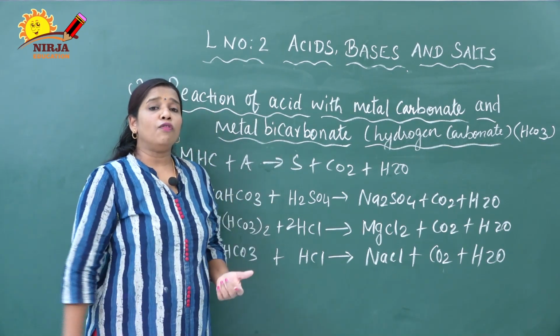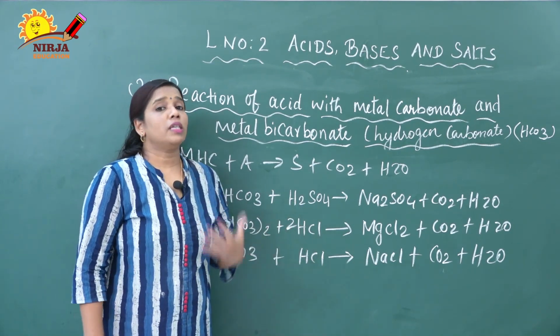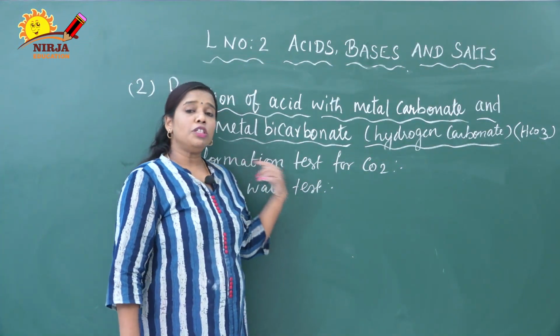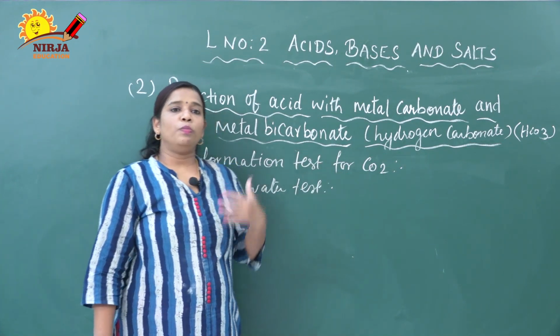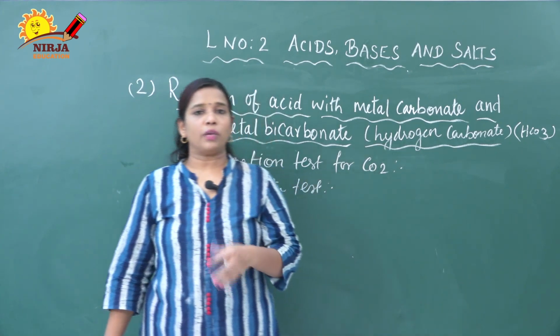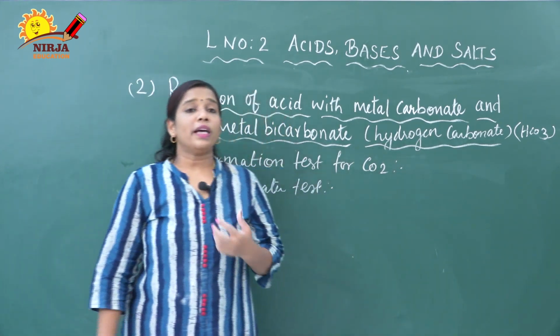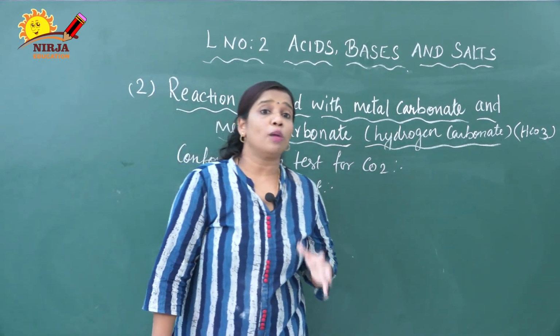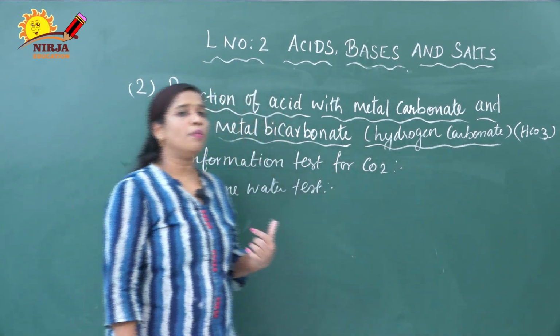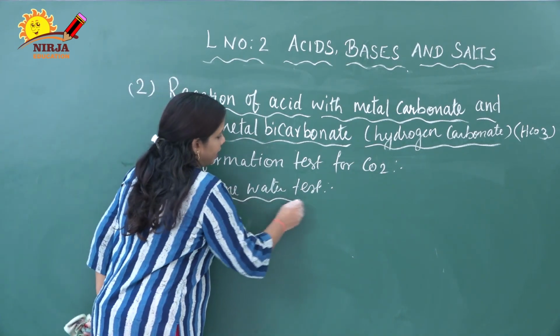Now, how do we confirm that the gas evolved from this reaction is carbon dioxide or not? Confirmation test for carbon dioxide. Before that, the reaction of metal carbonates or metal hydrogen carbonates with acid produces salt, carbon dioxide and water. The gas which evolved, whether it is carbon dioxide or not, we have to confirm with the help of this test. The test is called the lime water test.